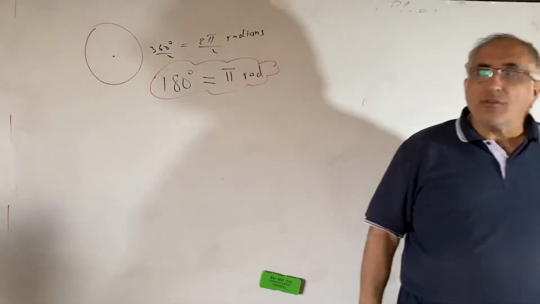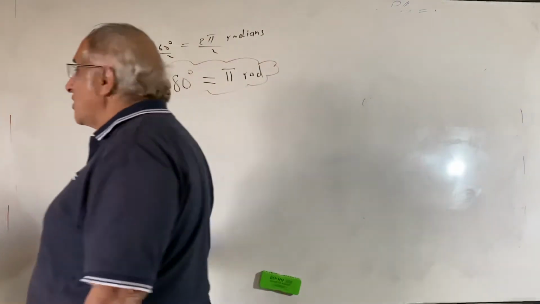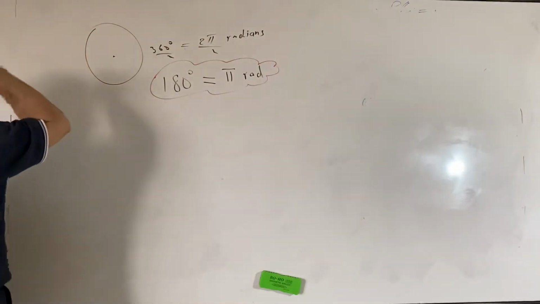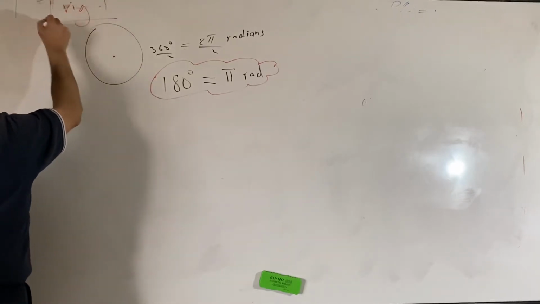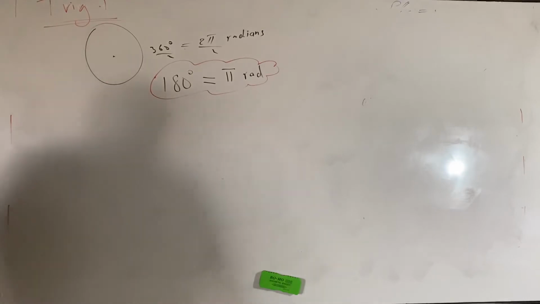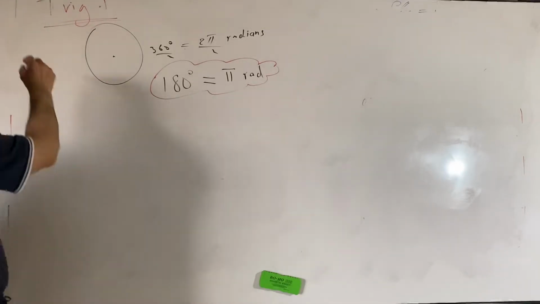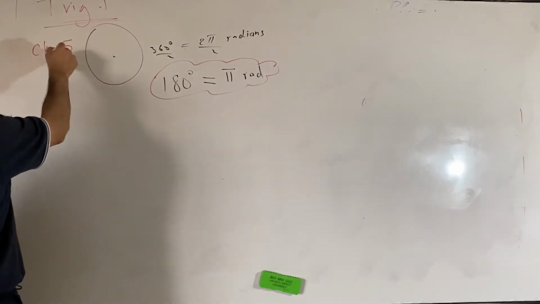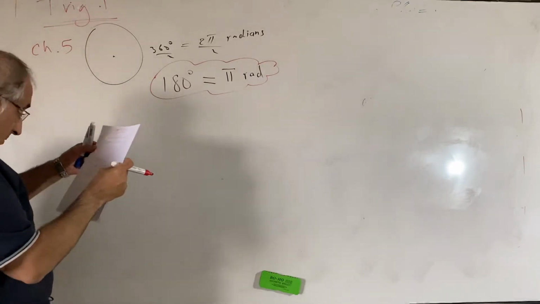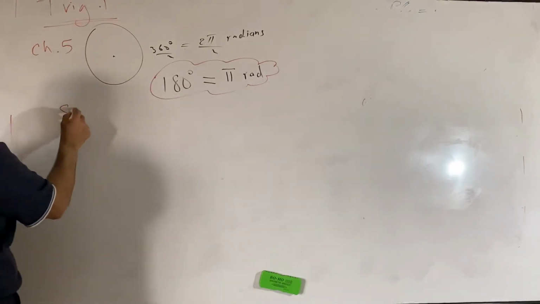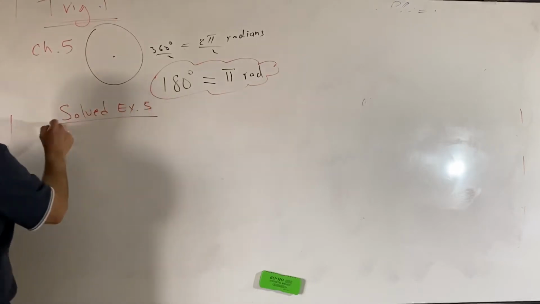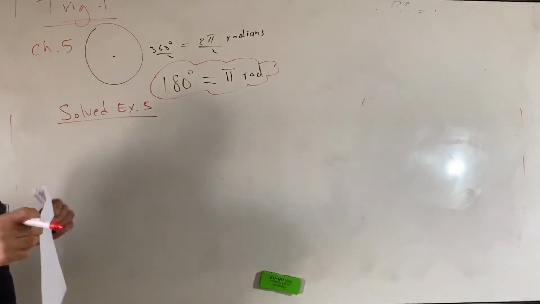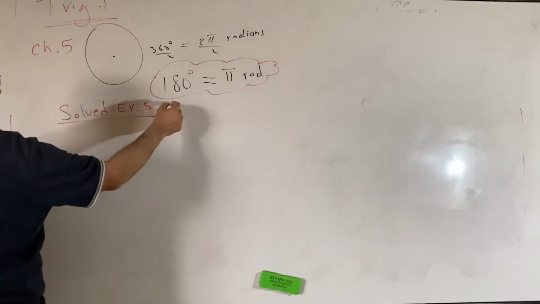I'll be looking at the solved examples in your lecture notes. Which lecture notes? It's called Trig 1. We're still in that chapter, chapter 5. So I want you to look at the solved example in that chapter. This is called Solved Example 5. This one is on page 6 in your lecture notes.